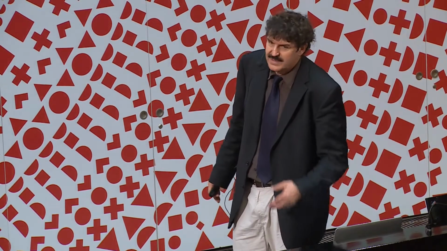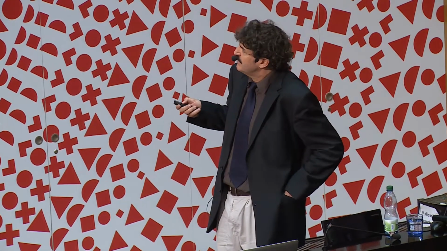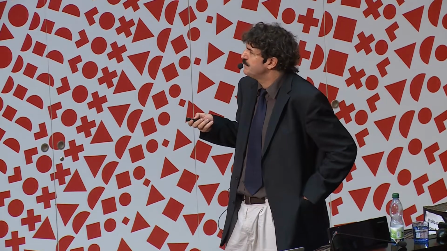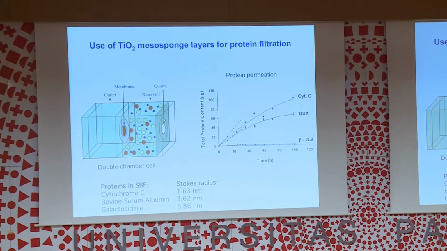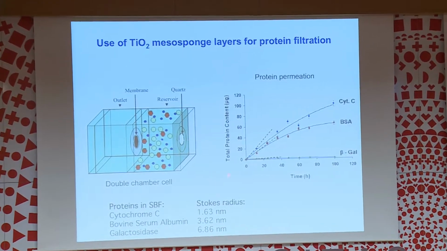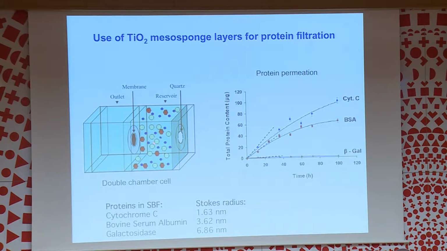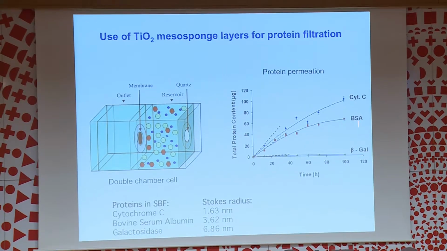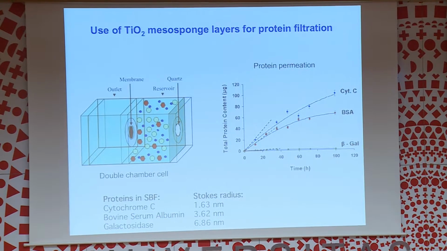And of course, now you can use them as a filter. In this case, we use them for separating some proteins with different diameters. So cytochrome C, 1.6 nanometer diameter, up to this one here with about 6.8 nanometer diameter. If you measure in such a permeation cell the permeation of the proteins from one side to the other through this membrane, you can see that, according to the diameter, they're separated. The smallest one goes through and the biggest one doesn't go through anymore.